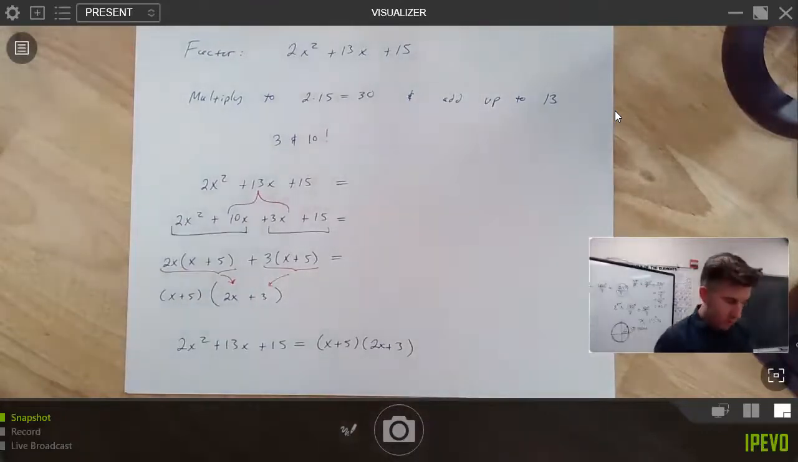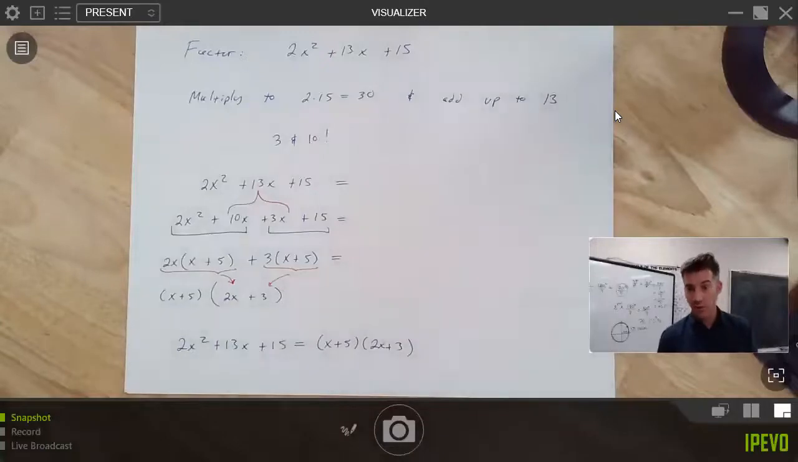And that's how we generally approach factoring something that's more complicated with a coefficient on x squared that is bigger than or different than 1.